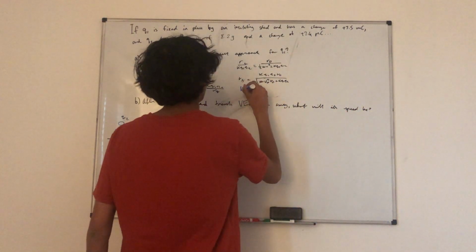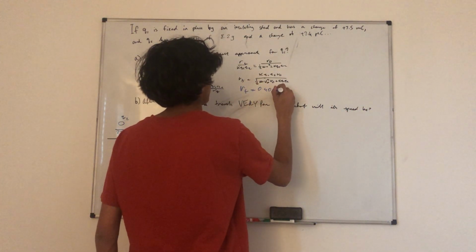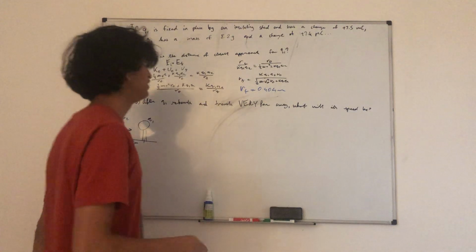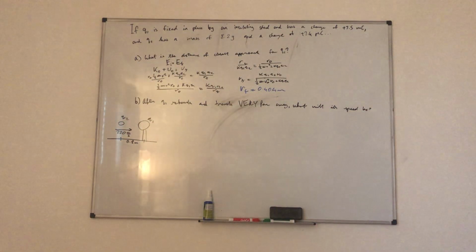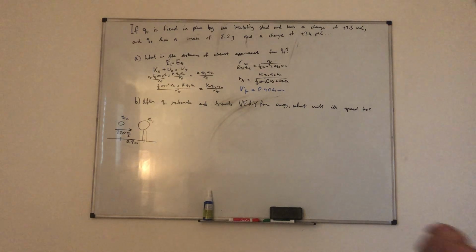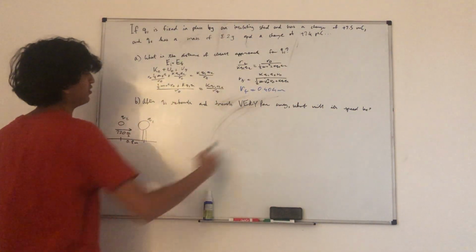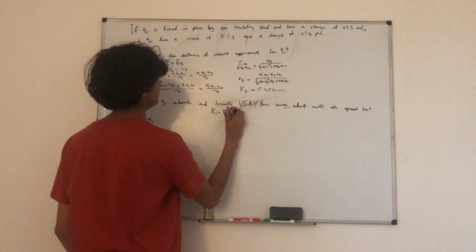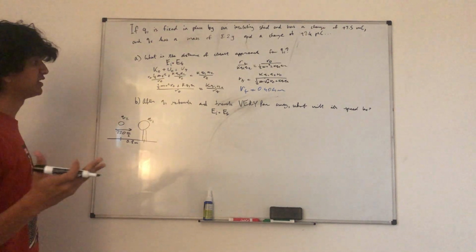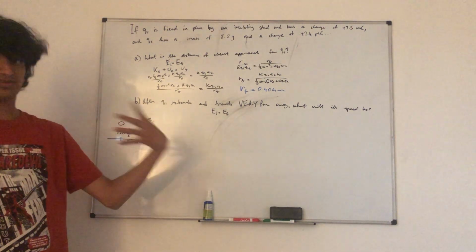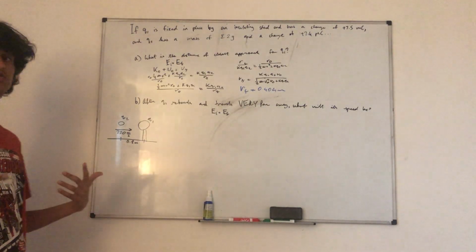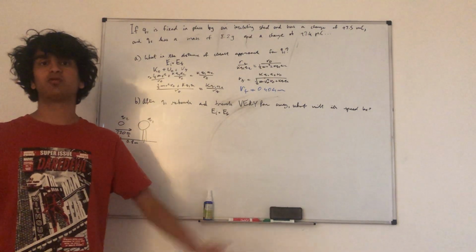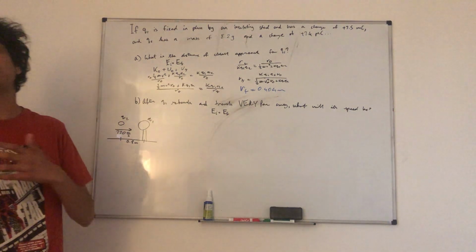Sorry for wasting some time there. I'm going to get straight into the next one. After Q1 rebounds and travels very far away, what will its speed be? For something like this, once again, just another energy statement. If I do E initial equals E final, what that's signaling is that when you're very far away, you have no potential energy, because the electric potential energy is K Q1 Q2 over R. When you're an infinity away, or a really large distance away, that potential energy basically becomes zero.